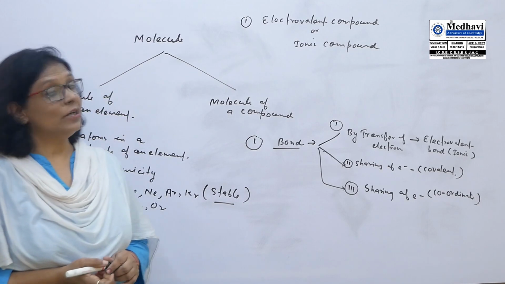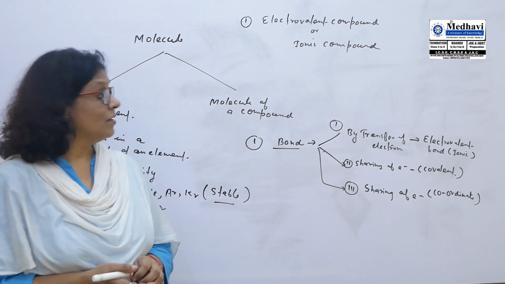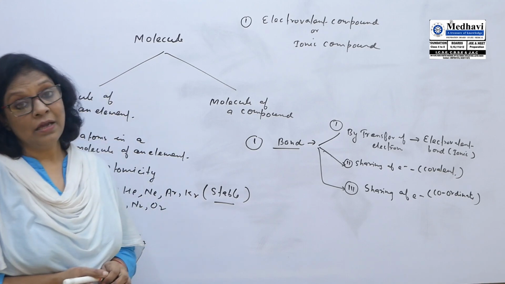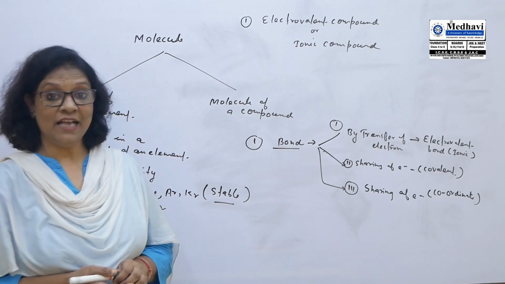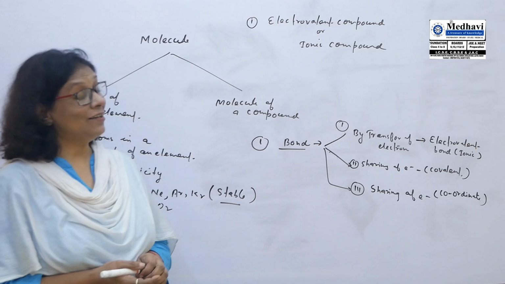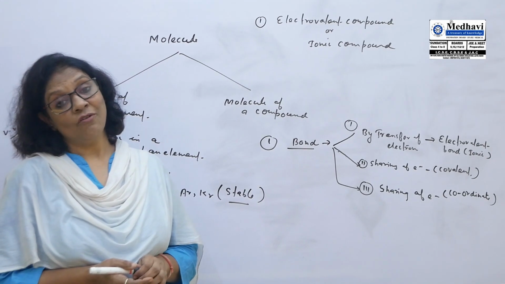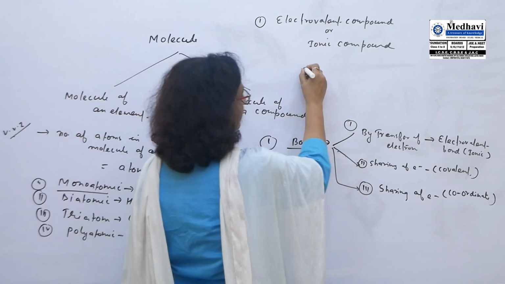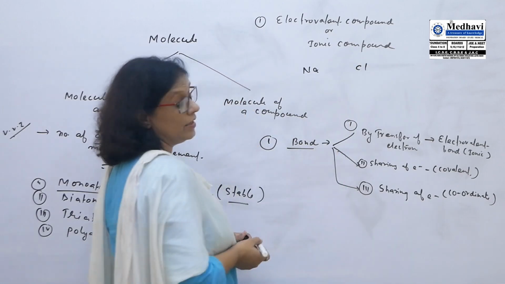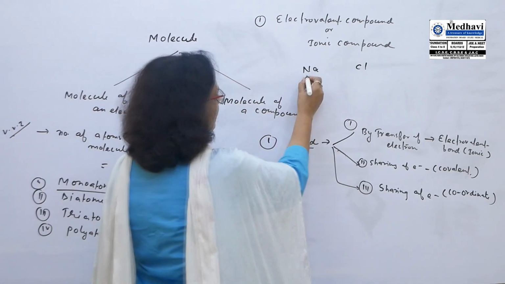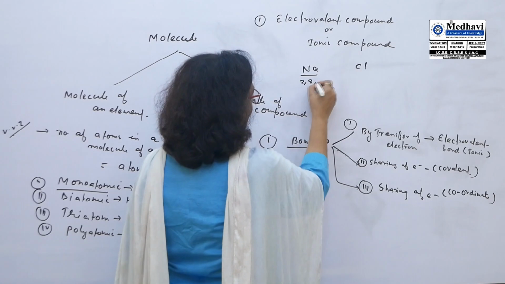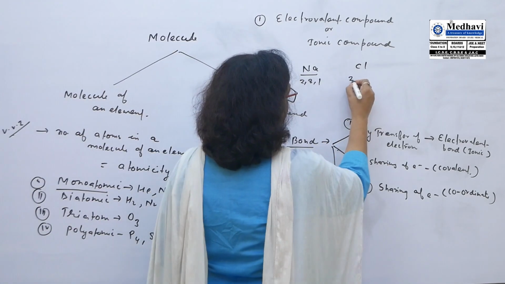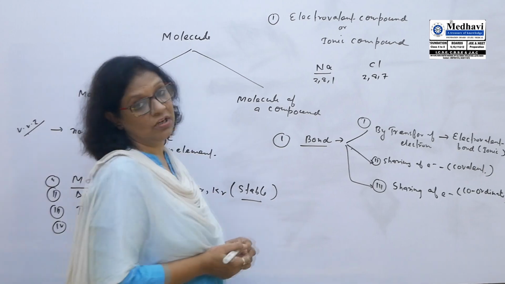In this compound, transfer of electron takes place. It means one atom is donor, another atom is acceptor. So, an atom can transfer if it has more electrons than the octet, or an atom can accept electrons if it has one electron or more than one electron less than the octet. I am taking here the example of sodium and chlorine. When sodium and chlorine combine to form sodium chloride, here sodium has 11 electrons, so it has one electron in its outermost orbit, whereas chlorine has 7 electrons in its outermost orbit.